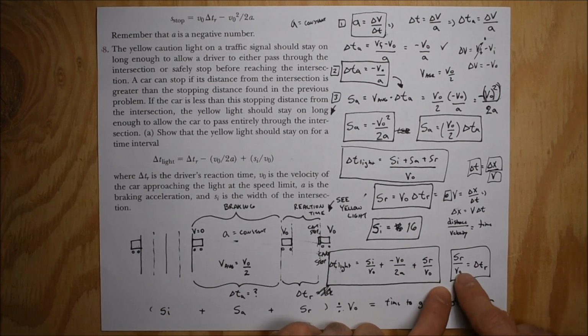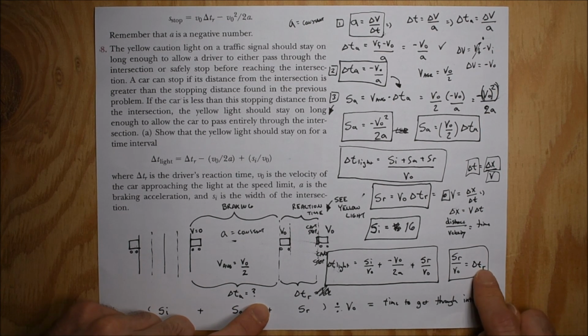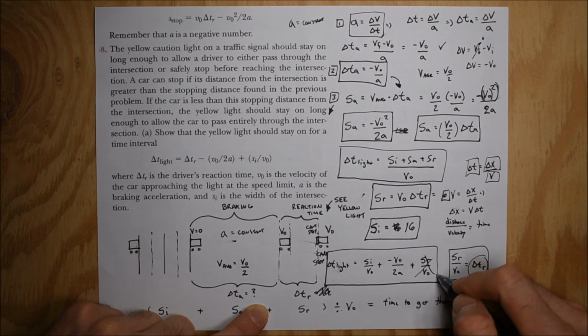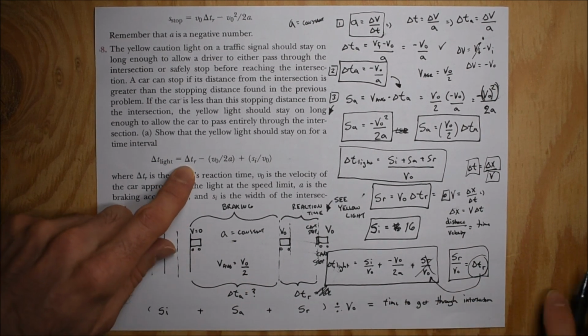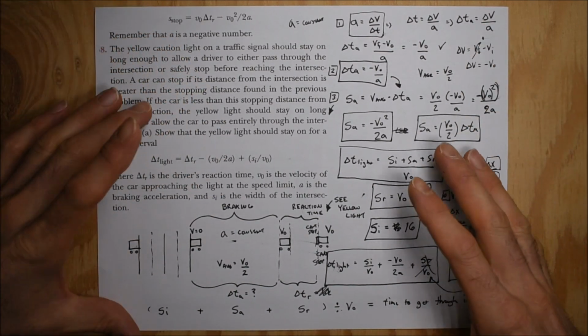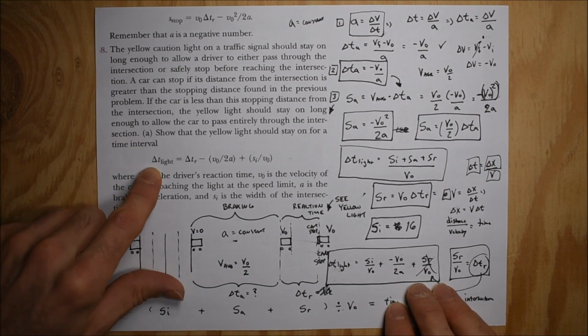And I just show that SR over V naught is just reaction time, because this is a human parameter. You would put this first, just put that parameter in. But hell yeah, we did it. We did a proof of why you have this formula for a yellow light.